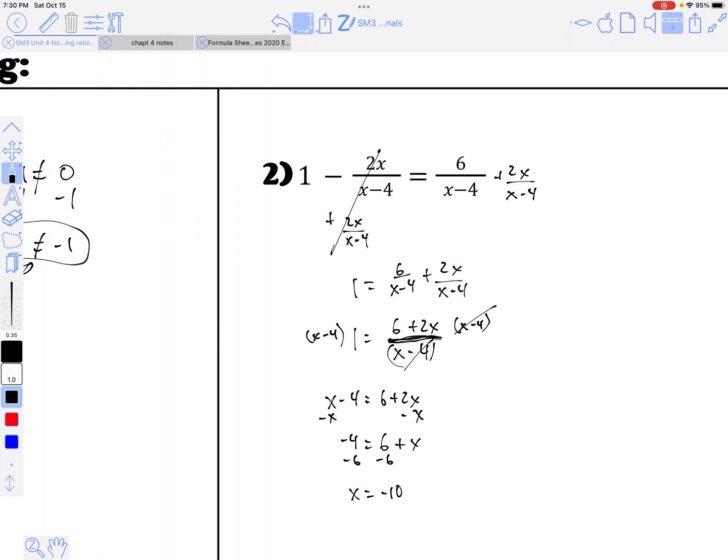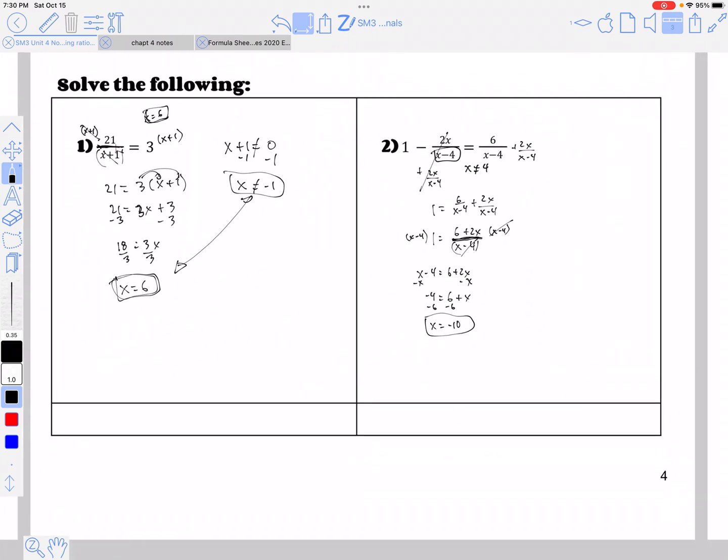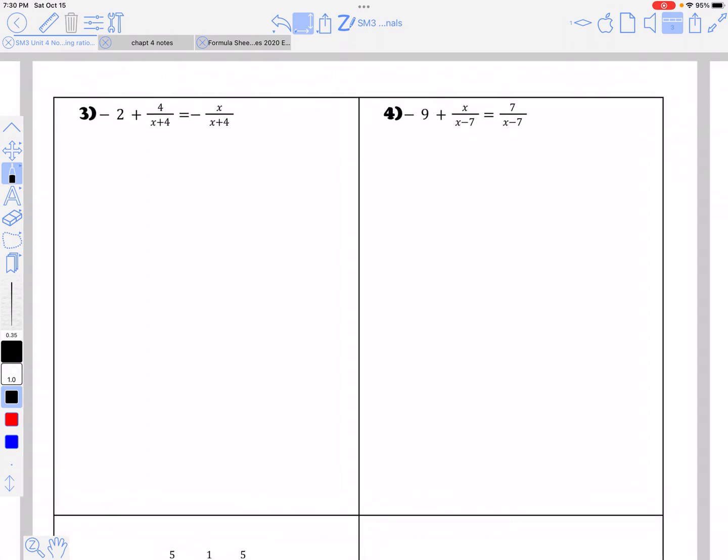But that's basically it. Okay, and I check my excluded values, x minus 4, so we know that x cannot be 4 because 4 minus 4 is 0. But negative 10 works. It's totally fine. Okay, so just undoing the math. That's all that we're doing here. Okay, let's look at a few more examples.